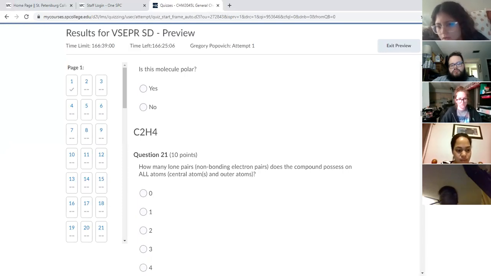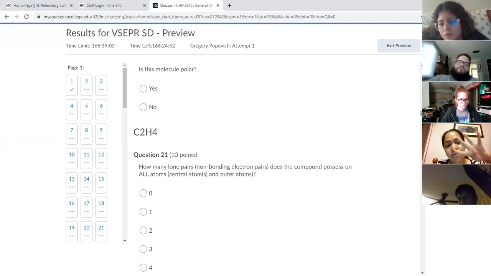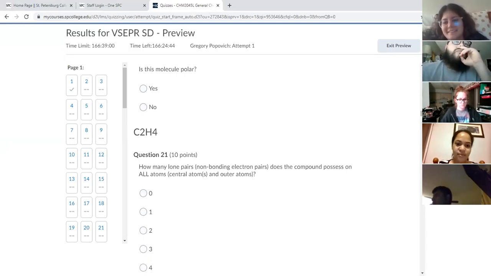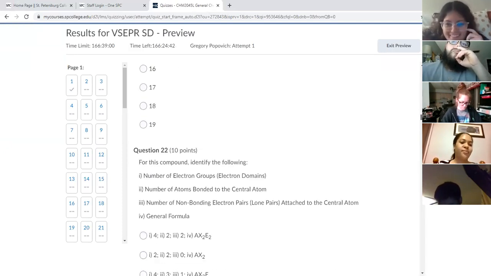Now, Madison, I'm sorry I interrupted you. No, just explaining to her that what he was saying is that if it says how many lone pairs, if you had 4 dots, that would be 2 pairs. But if it says how many lone pair electrons, it would be 4 because it's 4 dots. Oh, okay. That makes sense. Yeah. Okay, we good with that? Yes. Thanks. Okay.